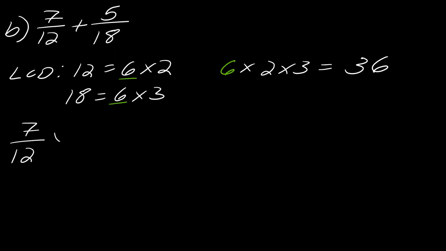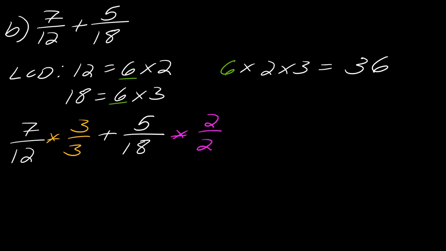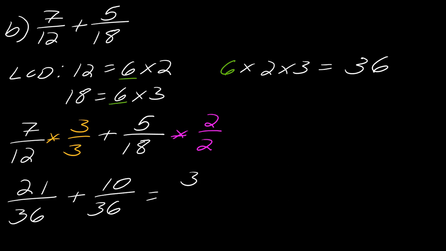So what do I have to multiply 12 by to get to that LCD of 36? I have to multiply the top and bottom here by 3. And then what do I have to multiply 5 over 18 by to get to that LCD of 36? Well, then I would multiply that by 2. Okay, so there's kind of everything that goes into this. So this is going to be 21 over 36 plus 10 over 36. So this is going to be 31 over 36.